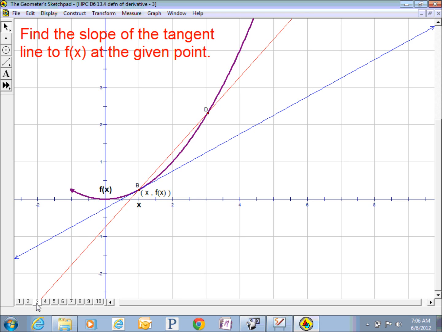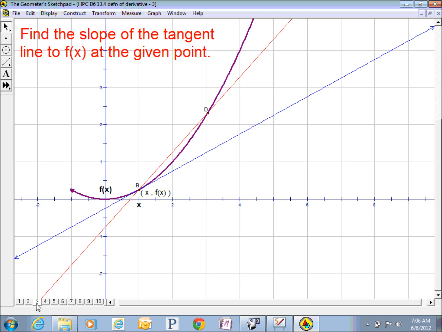Well, not very good. But you know what I bet? I bet we could find the slope of that red line. Well, if I wanted to find the slope of that red line, first off, I'd need the coordinates of point D. Generically speaking, we're going to find the coordinates of point D, and then we're going to use that to find the slope of the red line.